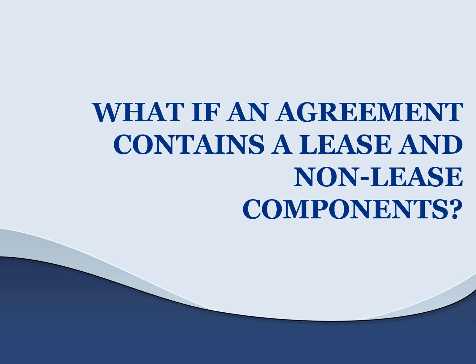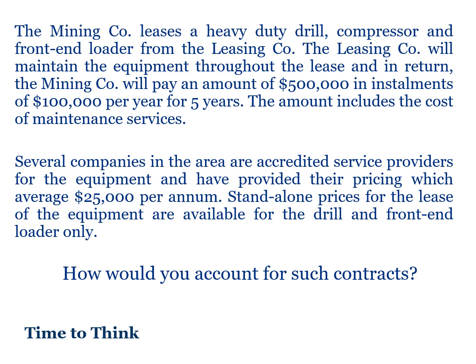Now, what if an agreement contains a lease and a non-lease component? How do you deal with that? Start off by looking at an example. The Mining Co. leases a heavy-duty drill, compressor, and front-end loader from the Leasing Co. The Leasing Co. will maintain the equipment throughout the lease, and in return, the Mining Co. will pay an amount of $500,000 in installments of $100,000 per year for 5 years.